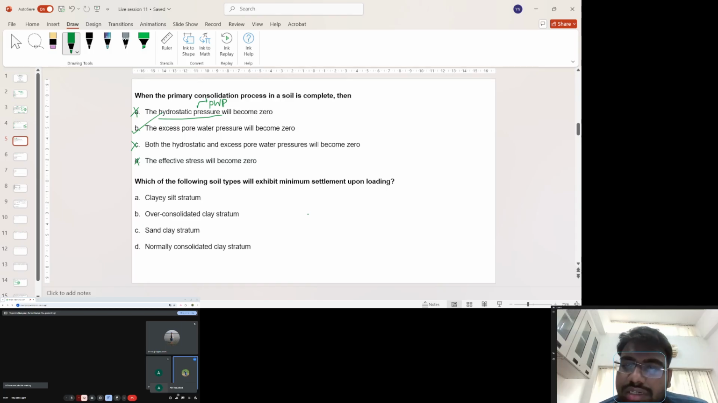Now coming to the next question. Which of the following soil types will exhibit minimum settlement upon loading? Option A, clayey silt. Option B, over consolidated clay stratum. Option C, sand clay stratum. Option D, normally consolidated clay stratum. Any guesses or any conclusions?